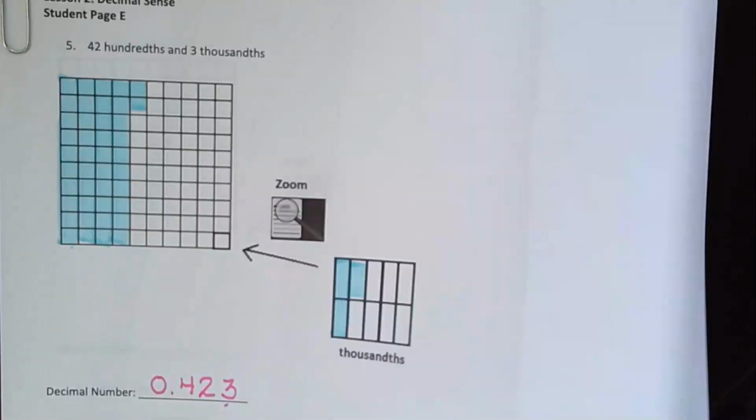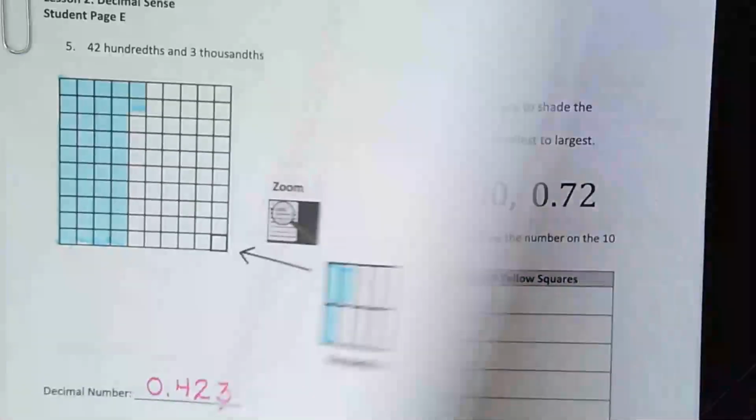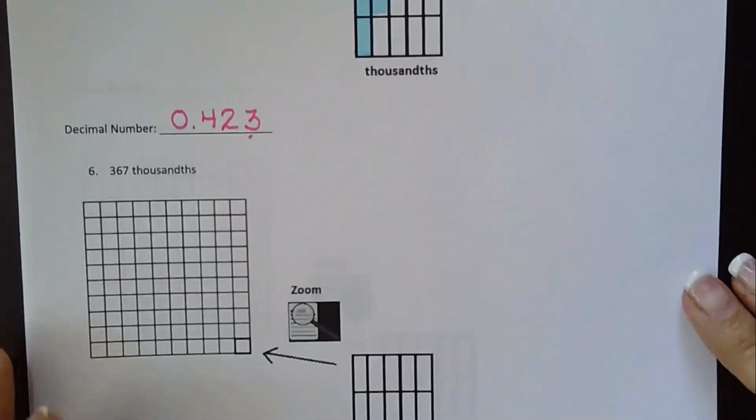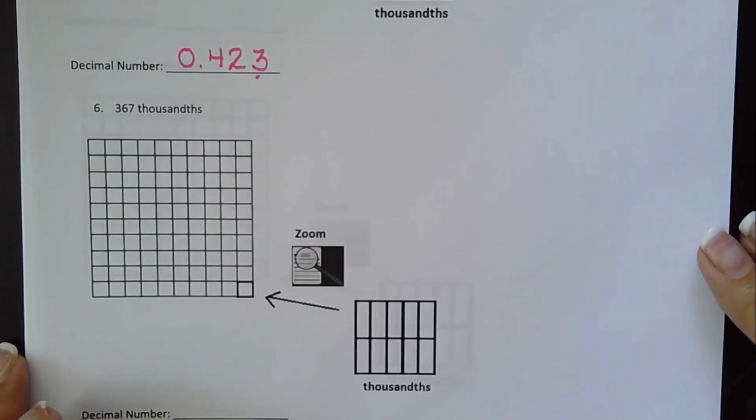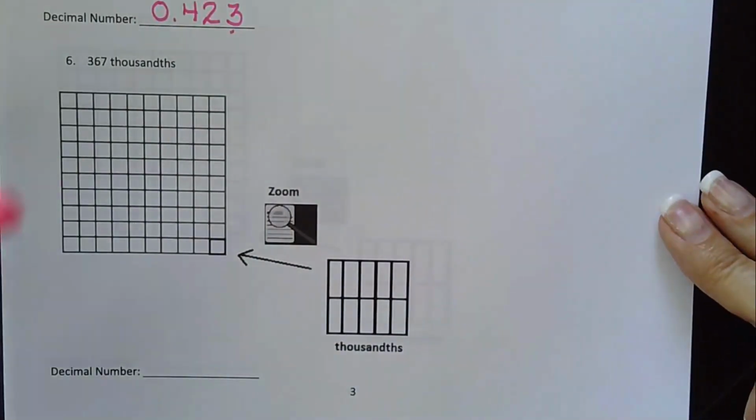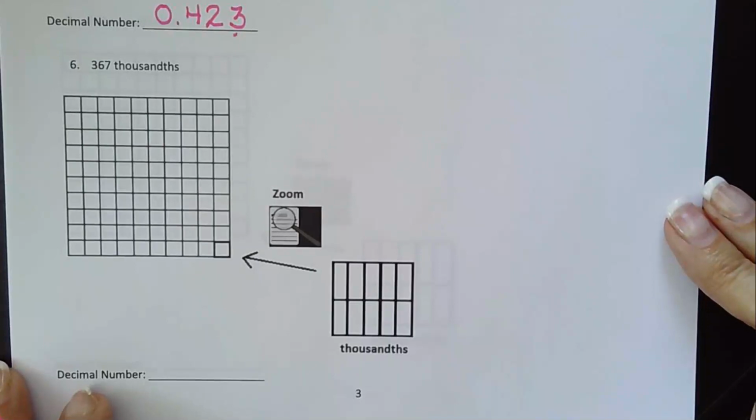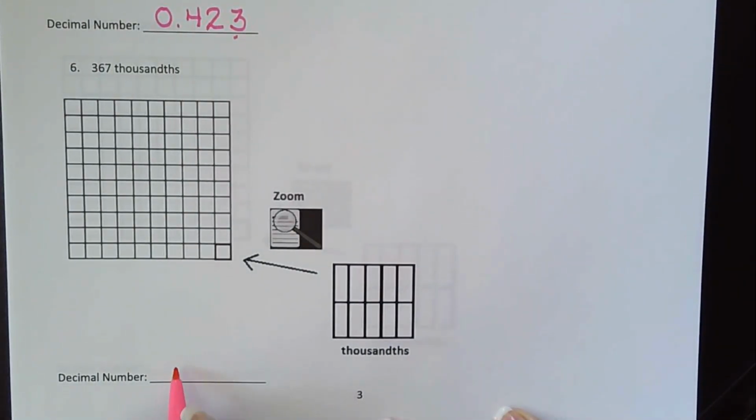And let's see, we have 2, 4, 6, 8 more. So let's do a couple more together and then I'll let you guys try some. So 367 thousandths, and I just caught myself saying "and" again. So 367 thousandths. So that one's easy to write the number for.